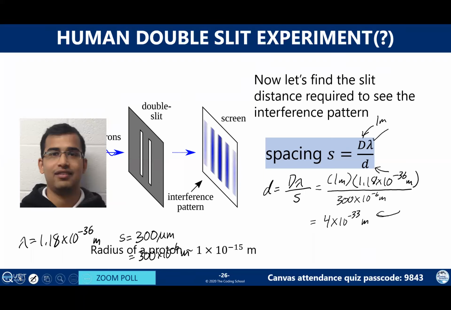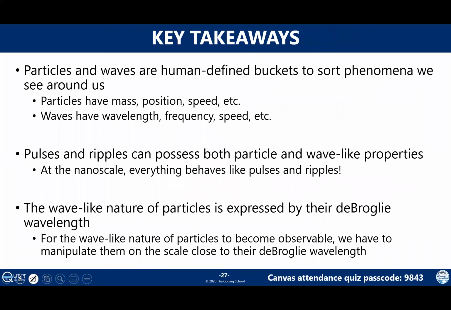All right. So that brings us to our key takeaways, which is just a quick summary before we end off here. First up, we learned that particles and waves are essentially human-defined buckets to make sense of the world around us. Physics doesn't really care. Physics thinks that everything is both particles and waves. And the way that we relate those two things is through the de Broglie wavelength equation. So again, this gives us a relationship between waves on the left and particles on the right.